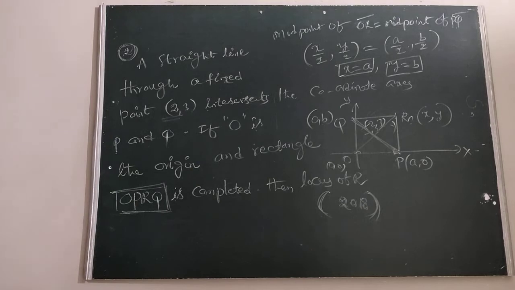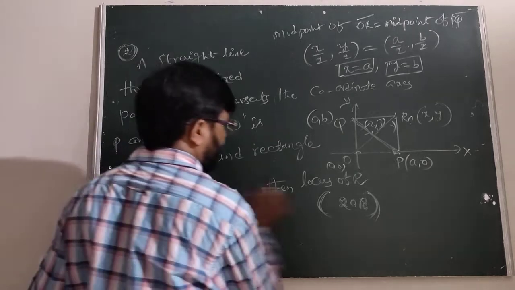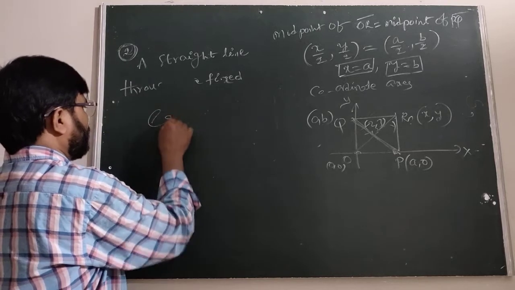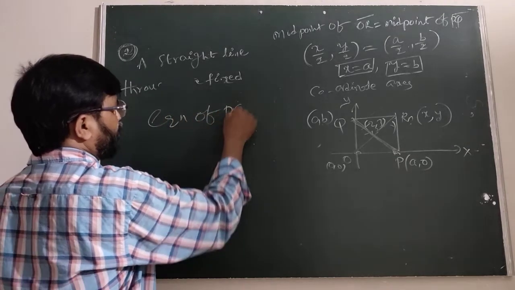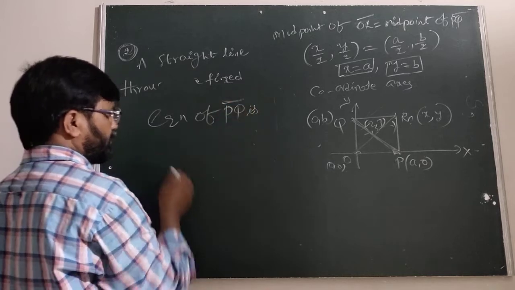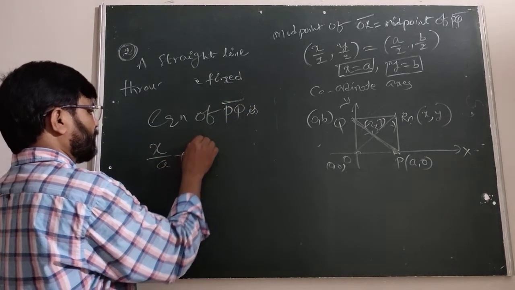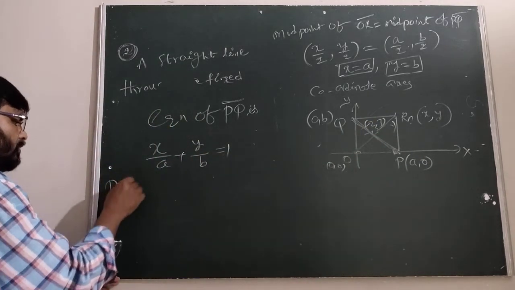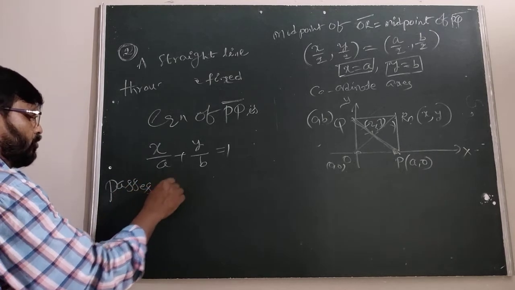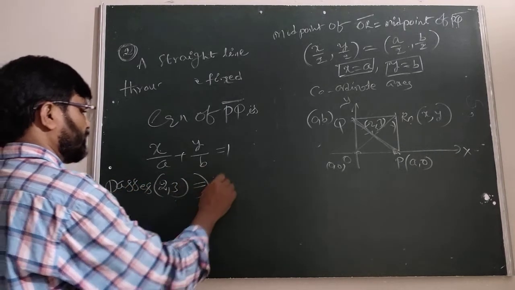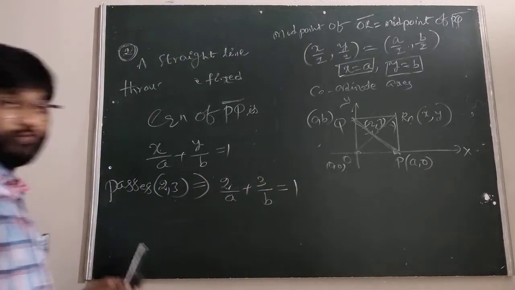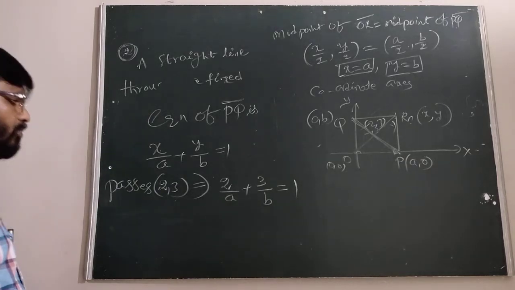The equation of the line PQ is in the intercept form, that is x/a + y/b = 1, which passes through the point (2, 3). That means 2/a + 3/b = 1.